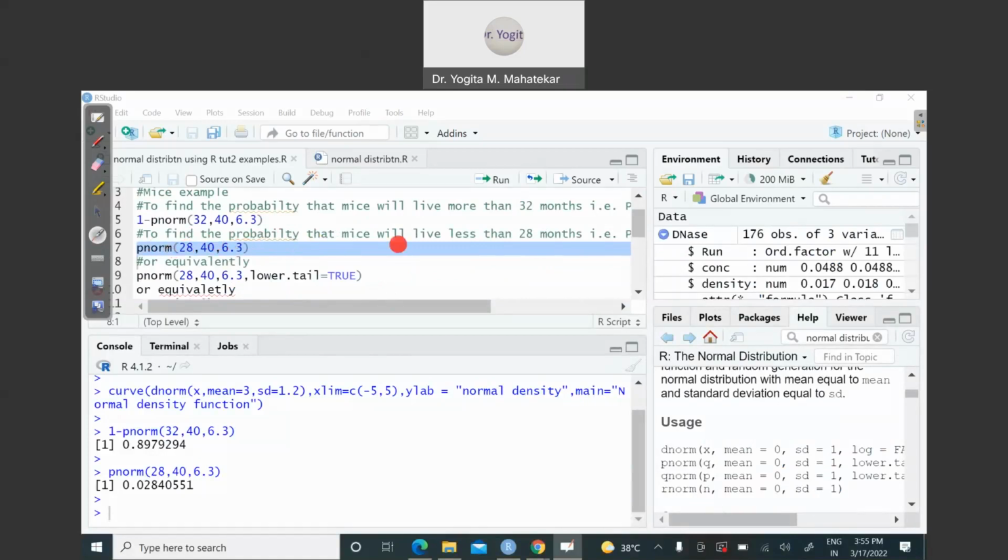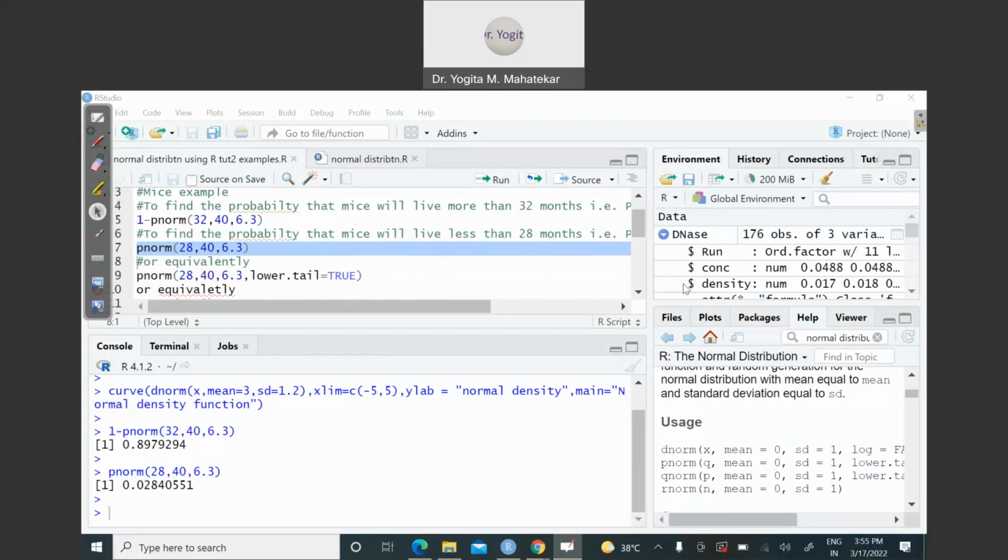Here, before I go for solving the third part of this question, I can show you the equivalent commands for finding the probability that mice will live less than 28 months. So this part we have seen. Equivalently, we can say pnorm 28, 40, 6.3 for which lower tail is true. If you say lower tail is false, it will give you the probability that capital X is greater than 28 or greater than or equal to 28.